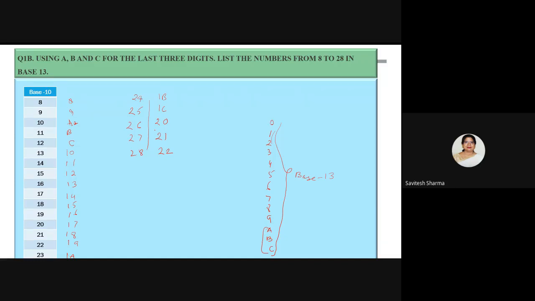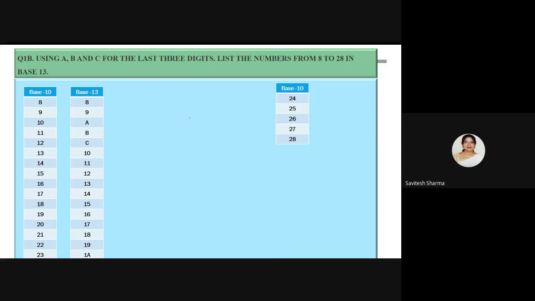So this is the base 13 series, the base 13 number system, and you are representing the decimal numbers 8 to 28 in base 13. So this is the solution. If your answer is the same, you give yourself 5 marks. First A is 2.5 and first B is 2.5. So if both are correct, then you give 5 marks.